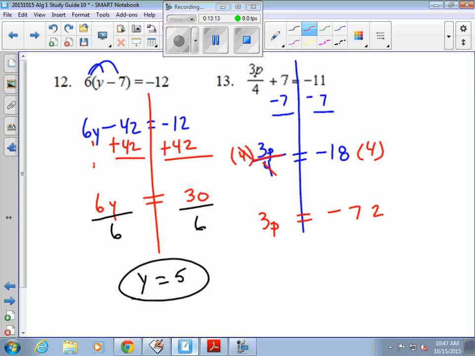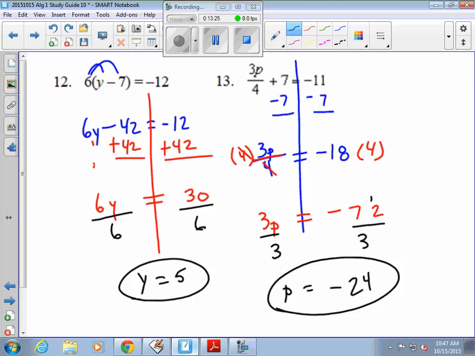Then undo 3 times p by dividing by 3. Do the same here. Again, a negative divided by a positive is a negative. 3 goes into 7 twice, and there's 1 left over. 3 goes into 12 4 times. P is equal to negative 24. If you try to do it in 1 step instead of 2, you could have separated it and made it say 3 over 4 times p, and then multiplied by the reciprocal 4 over 3, and you would have gotten the same thing. P is equal to negative 24.